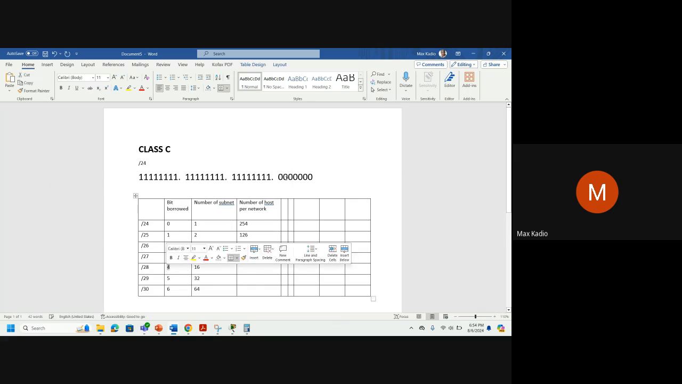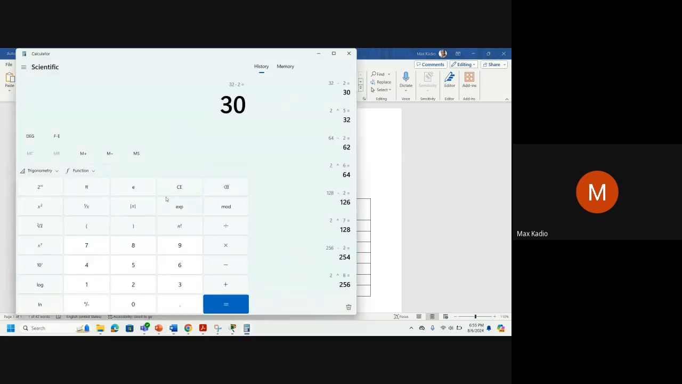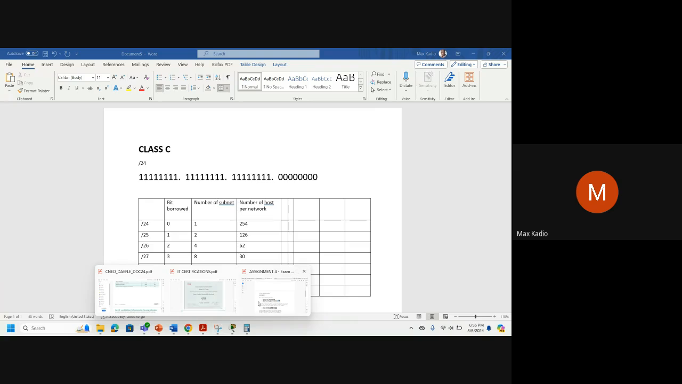If I borrow 4 bits, 1, 2, 3, 4, the remaining is 4. So I do 2 to the power of 4 minus 2, which is 14. Okay, so we can stop here.